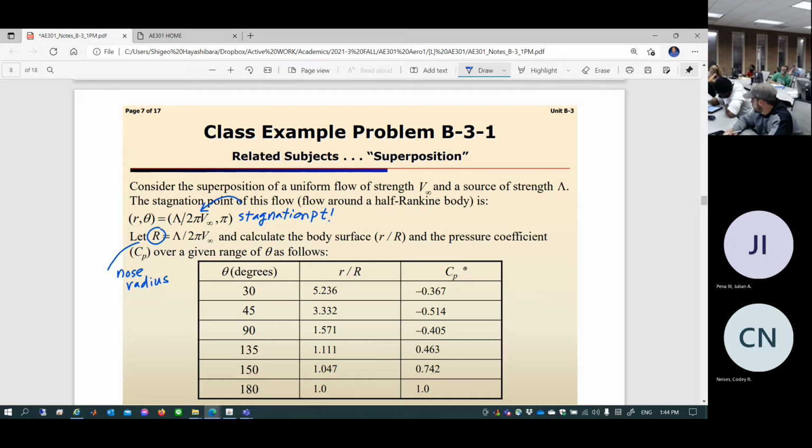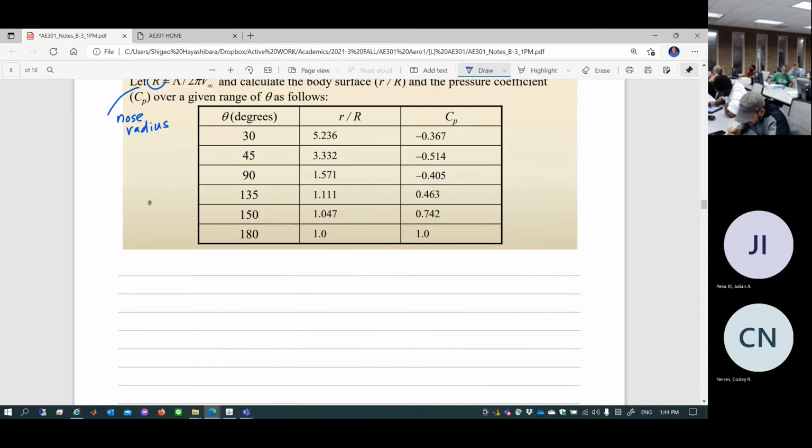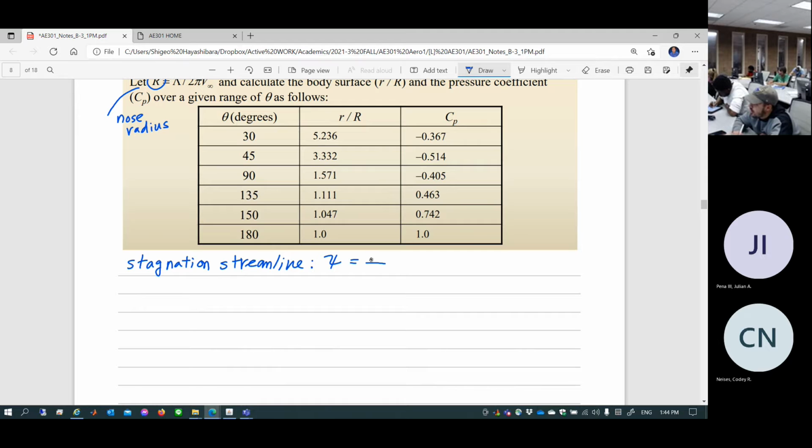How about CP? What is CP? This is the pressure coefficient. In other words, you can compute how the pressure is distributed on the surface of the body. Let's compute those two. So, starting point. The starting point is the equation of the stagnation streamline. For the equation of the stagnation streamline, we found psi equal to lambda over 2. This is the starting point.